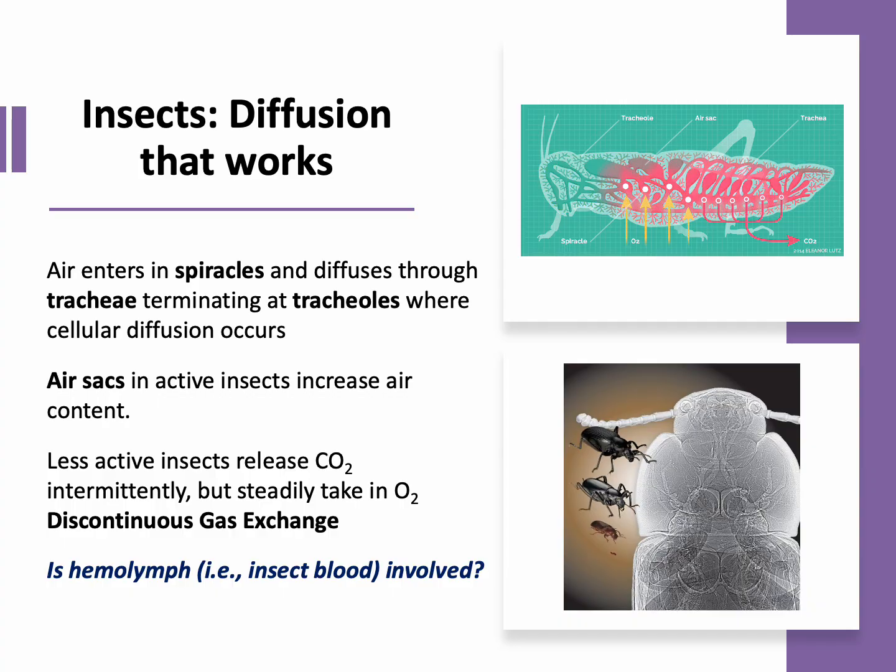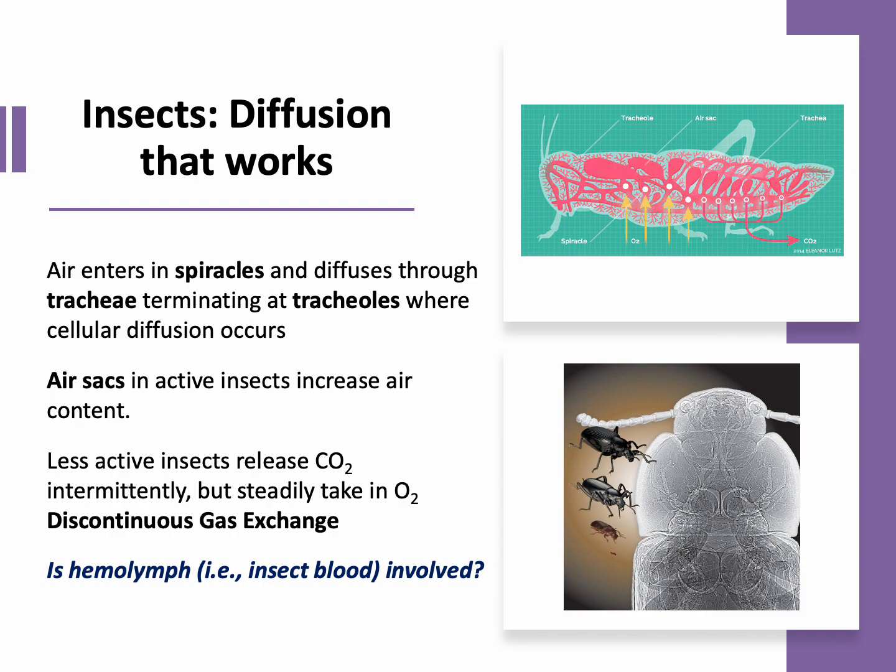And this is known as discontinuous gas exchange. They've decoupled the breathing in of oxygen from the breathing out of CO2. So that's how they get oxygen to their cells. That's how they get carbon dioxide out of their cells and out of their bodies.